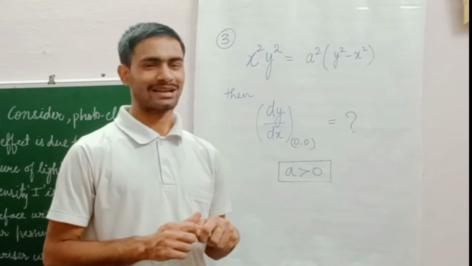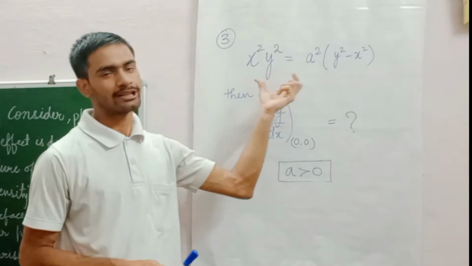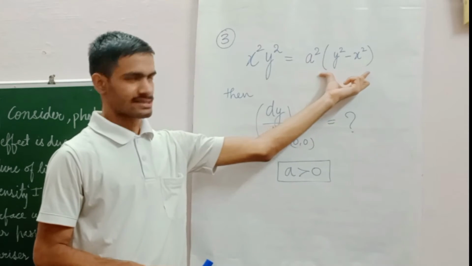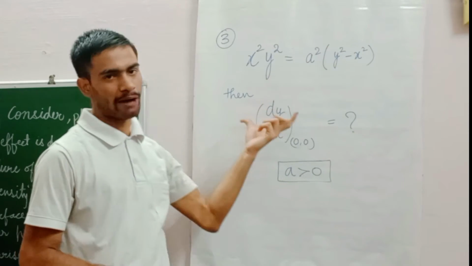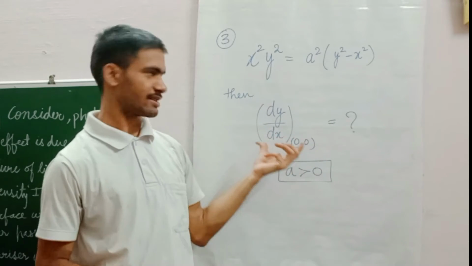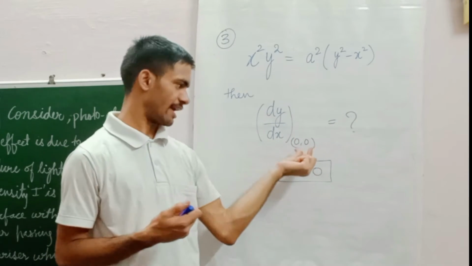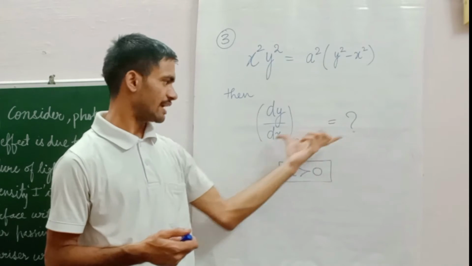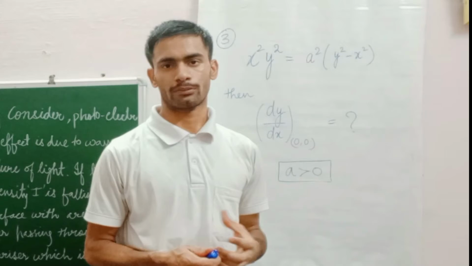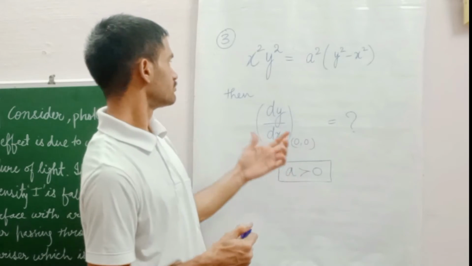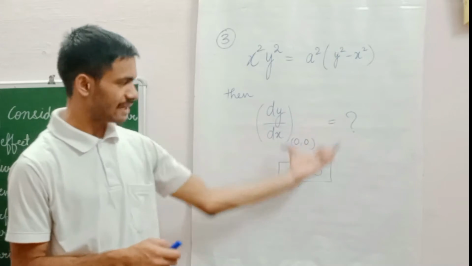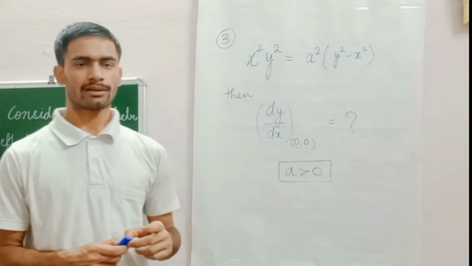This question is also from the maths field. Here one function is given, that is x square y square equals a square times y square minus x square, that is whole in the bracket. Then you have to find what its slope is at 0, 0. That means differentiation at the 0, 0 point, where x and y both are 0 for this point. So that you have to find, and the thing that is given is a is greater than 0. It's positive. So this is going to be quite challenging, or rather in case of calculation it would be challenging, but concept wise it's good.